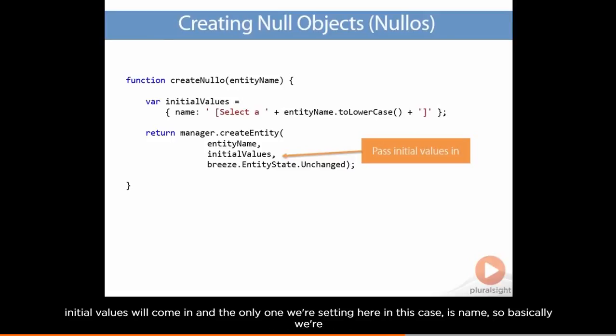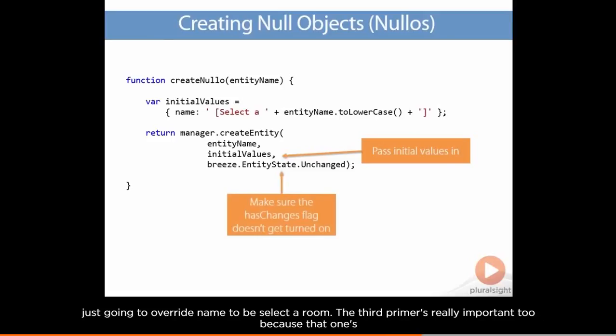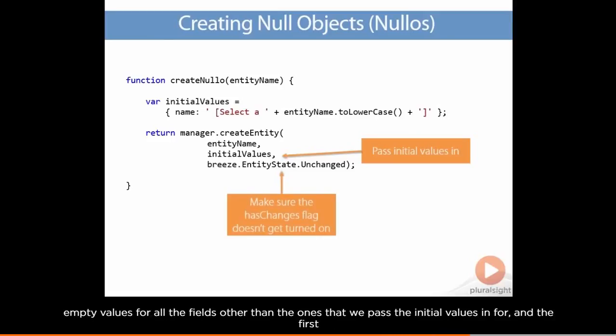So basically we're just going to override name to be select a room. Now the third parameter is really important too, because that one's going to basically say this entity state is unchanged. We don't want the UI to say, hey, you've got changes on the screen based upon this entity. This is one of those entities where it really is going to have empty values for all the fields other than the ones that we pass the initial values in for.